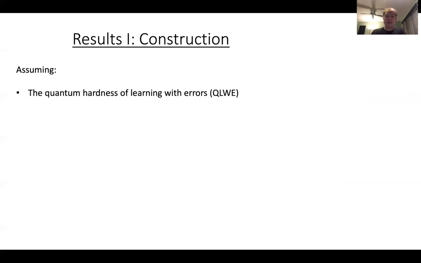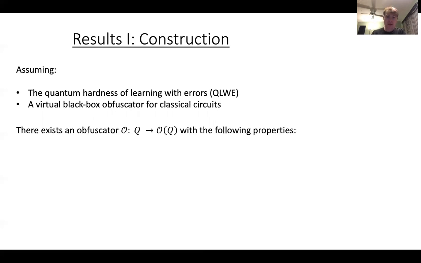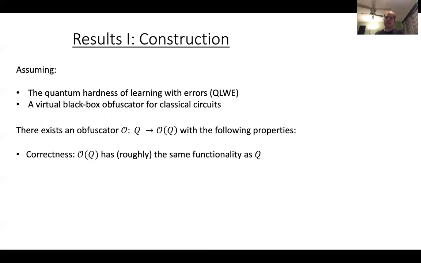Assuming the quantum hardness of learning with errors, which is a pretty standard post-quantum hardness assumption, along with a virtual black box obfuscator for classical circuits, we can show that there exists an obfuscator O that can be applied to quantum functionalities or general quantum circuits with the following properties. For correctness, we show that the obfuscation roughly preserves the functionality of Q. So it's exactly the functionality of Q up to some negligible factors.